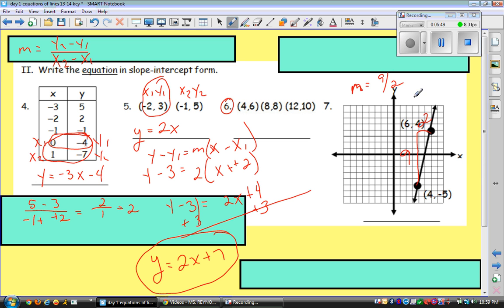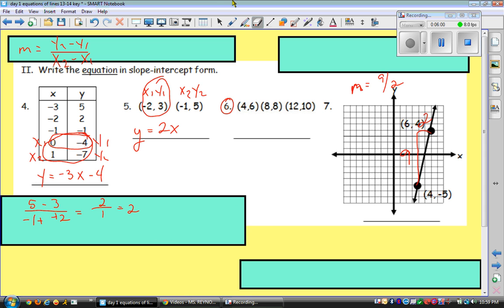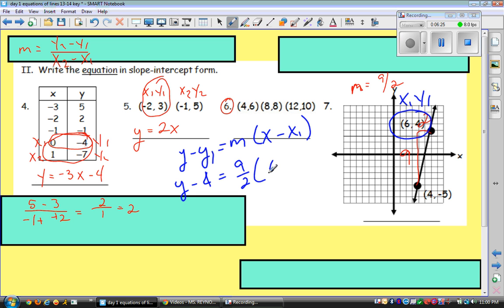is 9 over 2. Now we do not see where it crosses the y-intercept, so we're going to have to use this formula again. So I'm going to erase this so I have room to work. So y minus y1 equals m times (x minus x1). And I'm just going to use this as my x1, y1. So I can plug them in. So y minus 4, and we found the slope to be 9 over 2, times x minus 6.